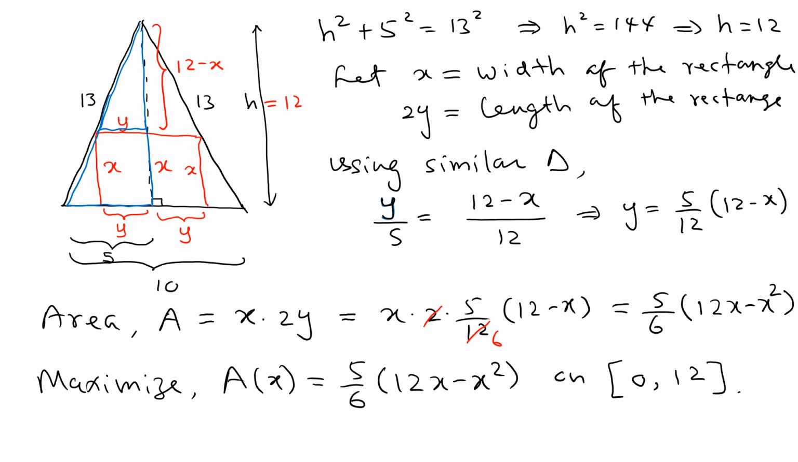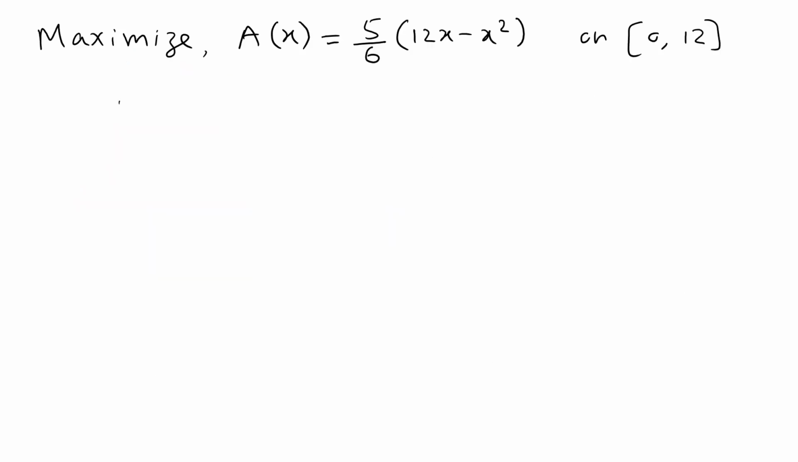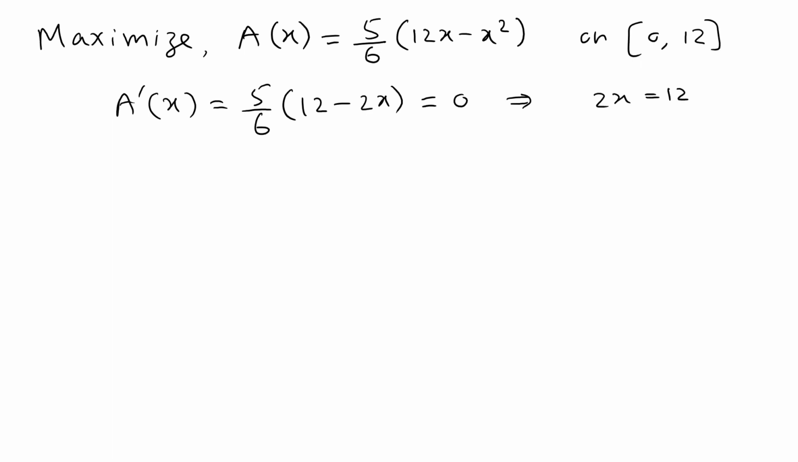So now we know what to do. We're going to find the derivative and find the critical point, and then use the second derivative or first derivative and show that there is a maximum at that point. So let's do that part now. Look at the derivative, A prime of x, which equals 5 over 6 times (12 minus 2x), and then we set this equal to 0 for critical points. So it says that 2x equals 12, so that means x equals 6. That's the only critical point you can get.